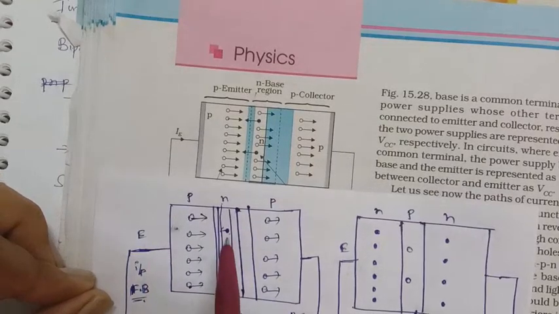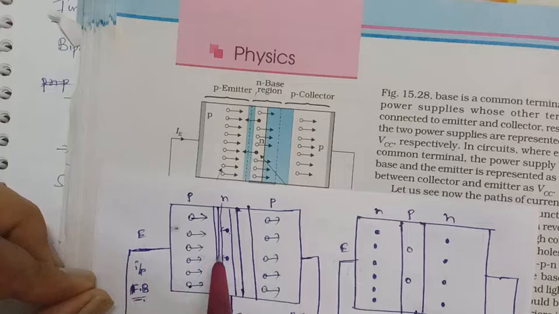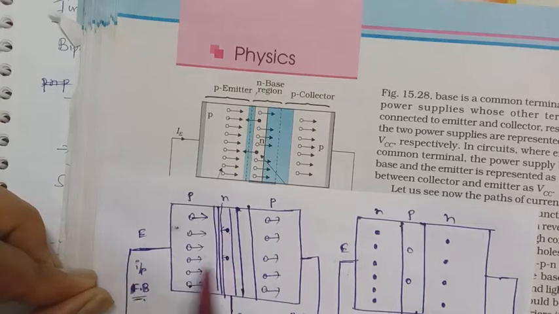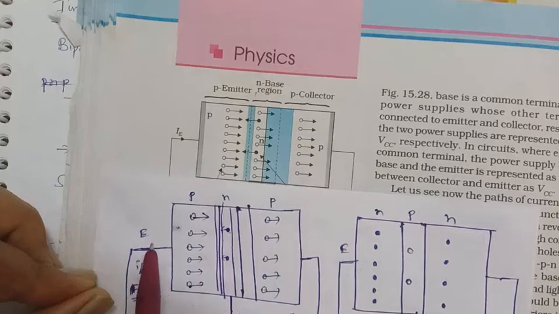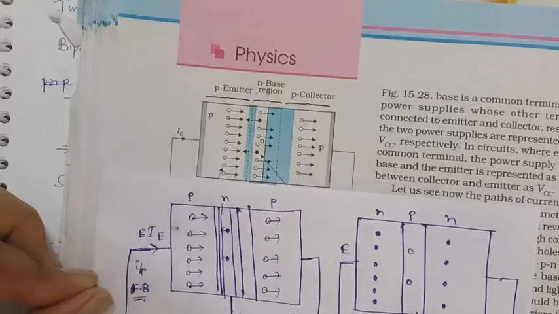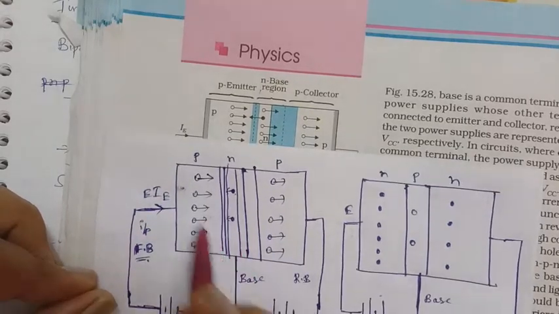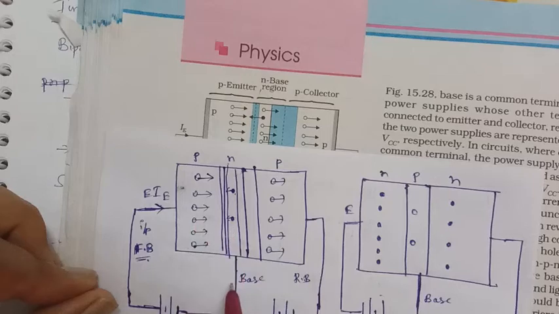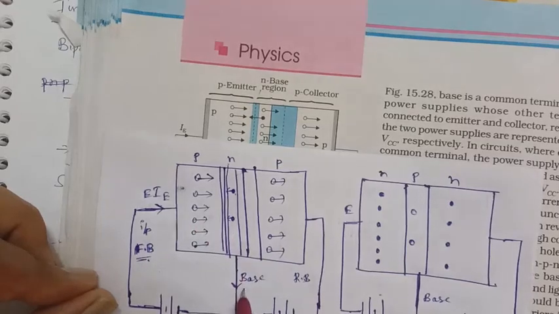So here the electrons are coming this side. So what is the direction of the current? Opposite to the electrons' motion. So here, opposite to this motion, it is the emitter current IE. And the base current is moving in this direction, so opposite to this it is the IB.